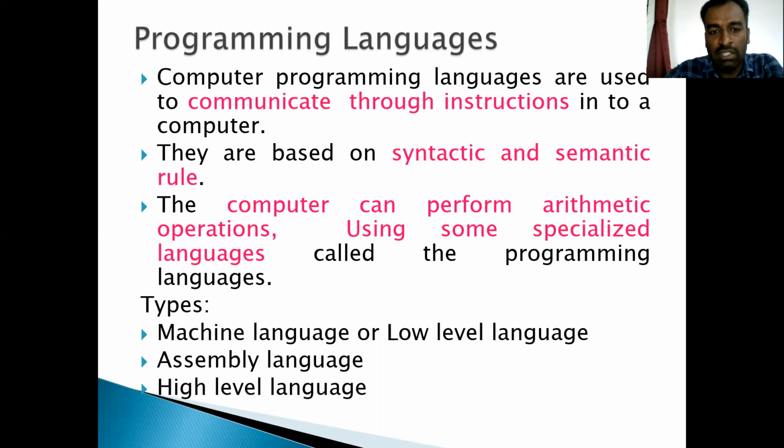A computer can perform arithmetic operations using specialized languages called programming languages. Basically, we want to perform some operations, like arithmetic or logical operations, so we go for a programming language. All the programming languages can perform these operations. What are the types of programming languages? First, machine level language, then assembly language, and high level language. Let's discuss the machine level language, assembly language, and high level language.